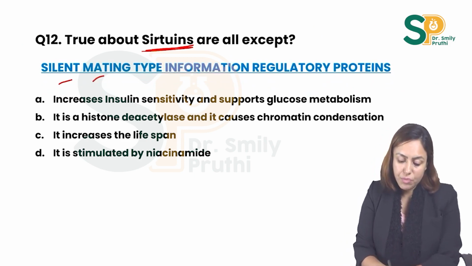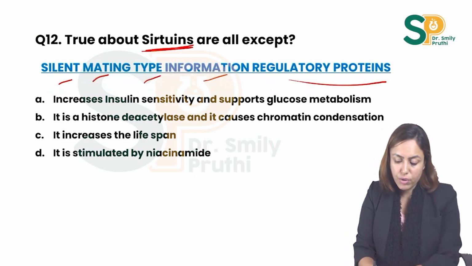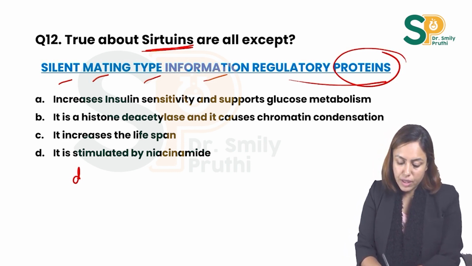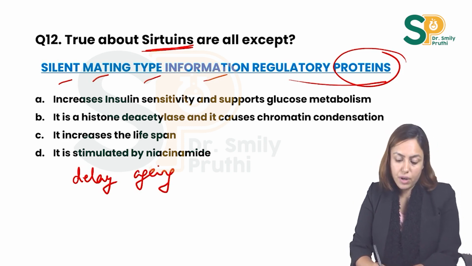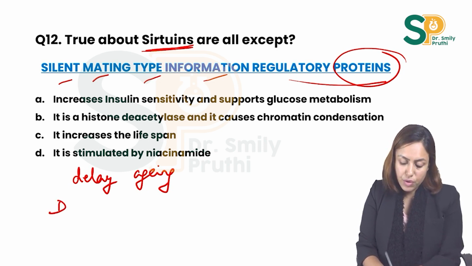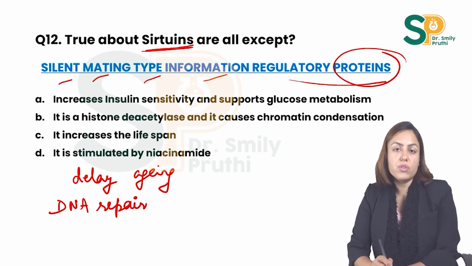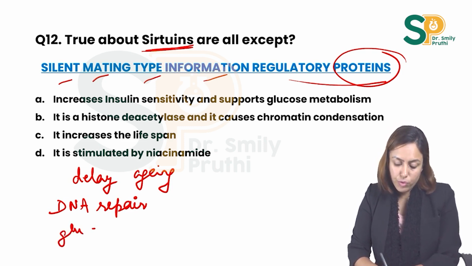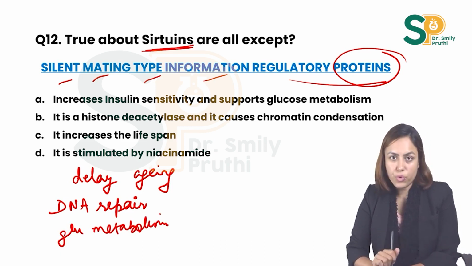These are silent mating type information regulatory proteins. These proteins help in delaying the aging process, right? How do they delay the aging process? Because they are useful in DNA repair. They are responsible for DNA repair mechanisms, and they do it by base excision repair. Okay, so they delay aging and they also improve glucose metabolism. So they are very good regulatory proteins.